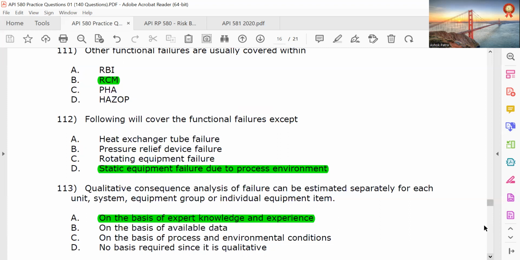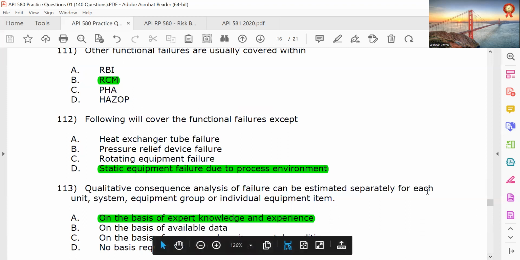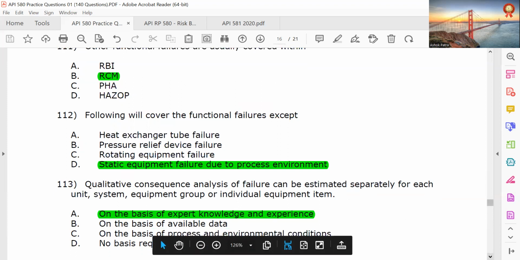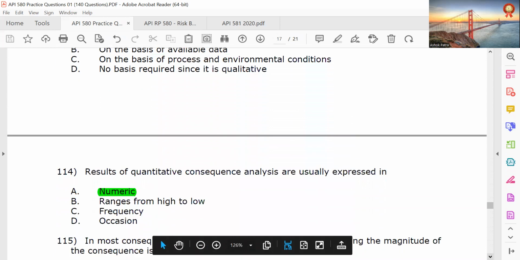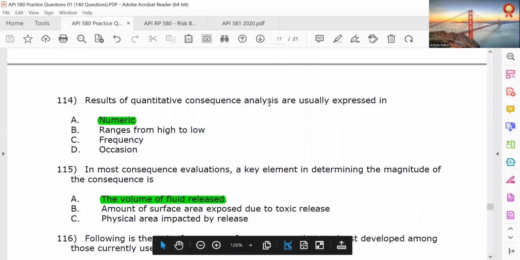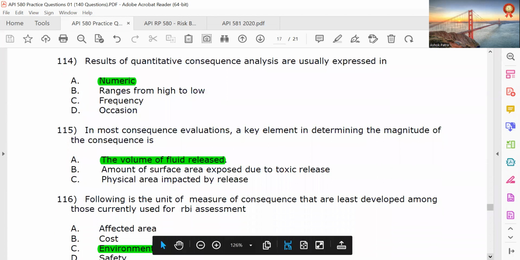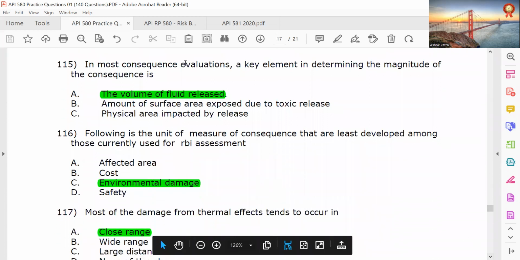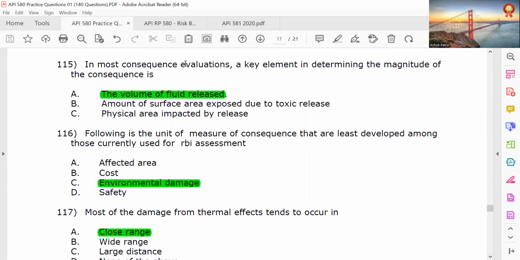Qualitative consequence analysis of failure can be estimated separately for each unit, system, equipment group, or individual equipment items on the basis of expert knowledge and experience. The results of quantitative consequence analysis are usually expressed in numeric terms. The most consequence evaluations. A key element in determining the magnitude of the consequences is the volume of fluid released.